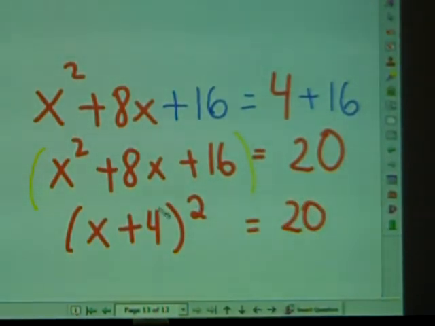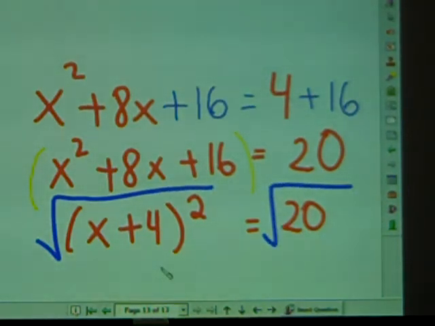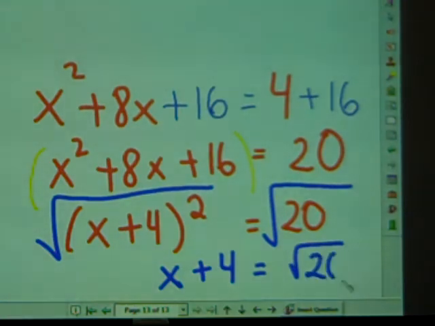How do I get rid of the second power? I need to take the square root. When I take the square root, I have to take the square root of 20. So we have x plus 4 equals the square root of 20.